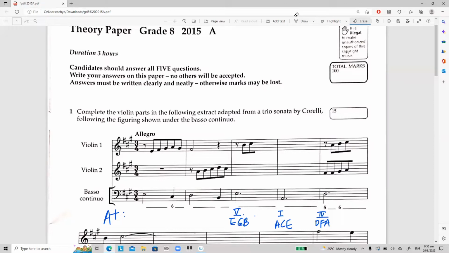Next one, 6 means this is a first inversion. First inversion means this D is the middle note of the chord. So if D is the middle note, then the chord will be B, D, F.